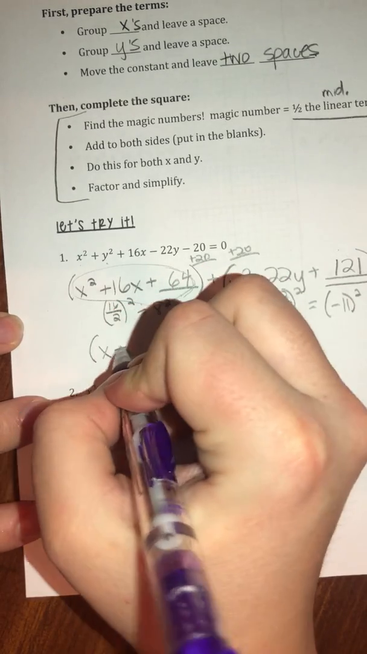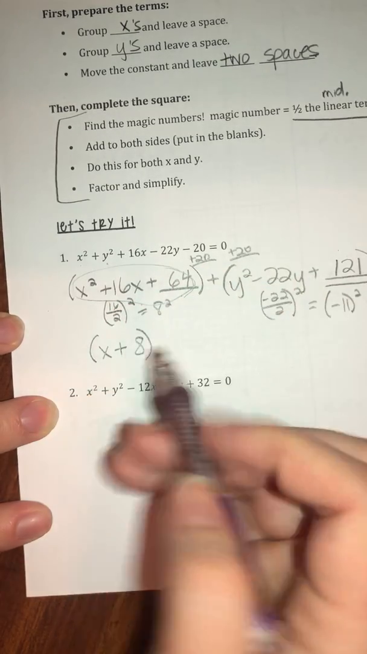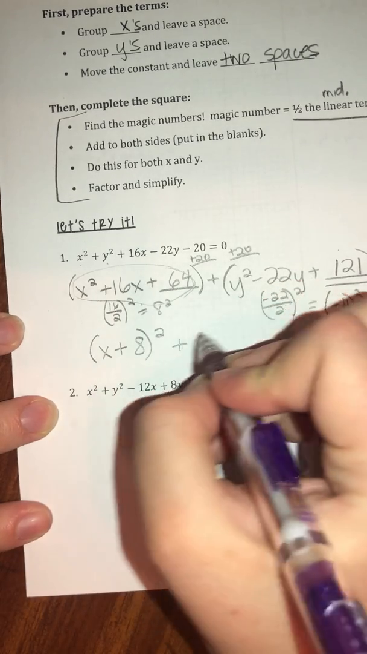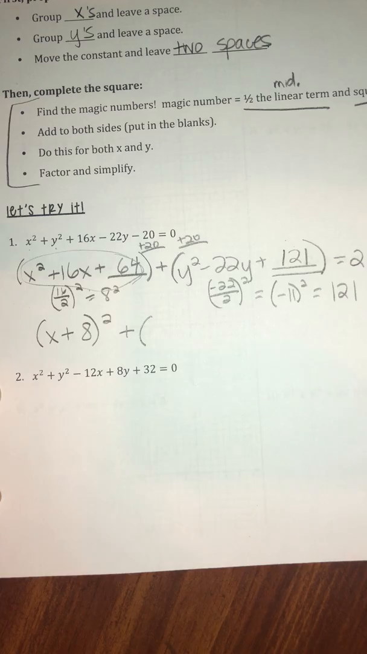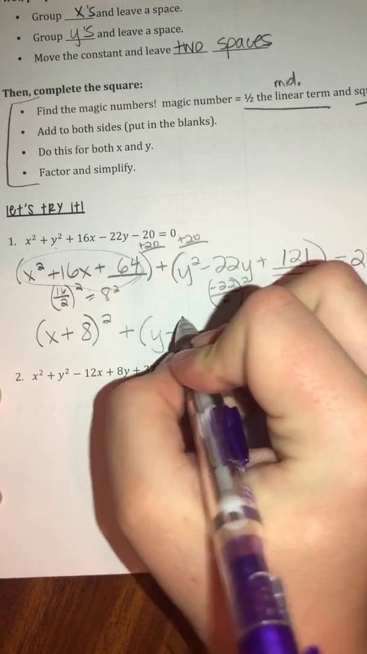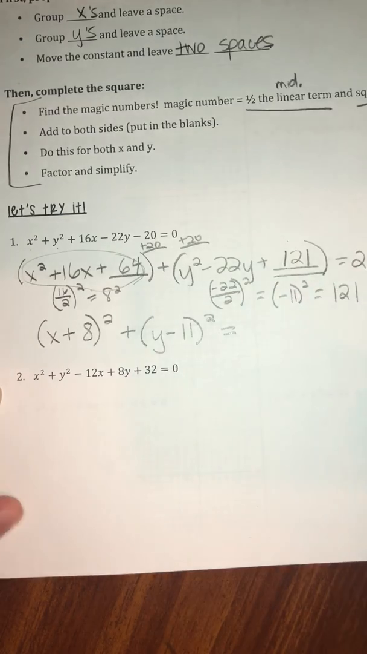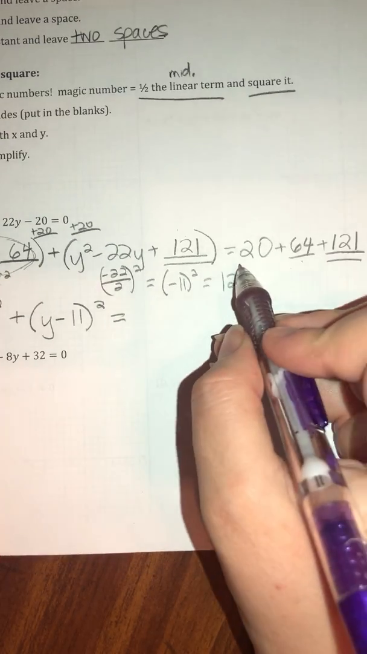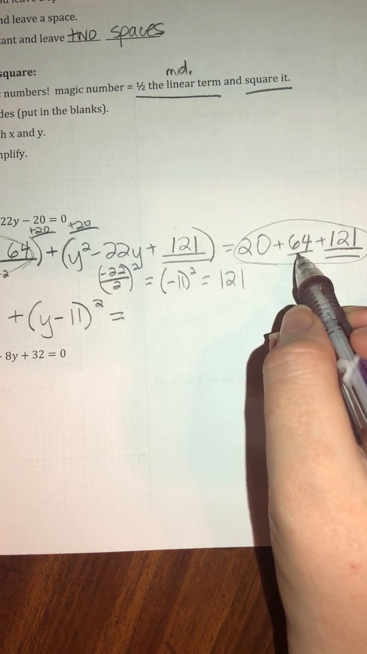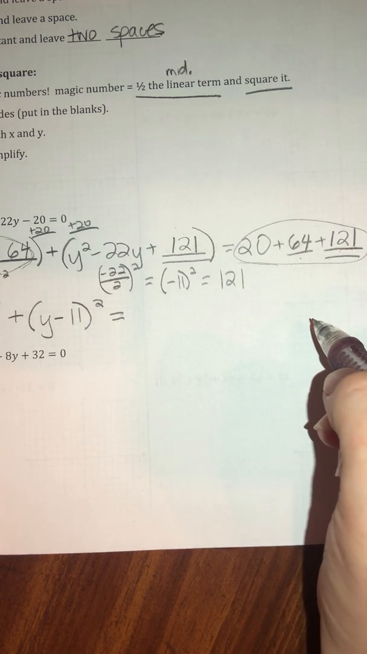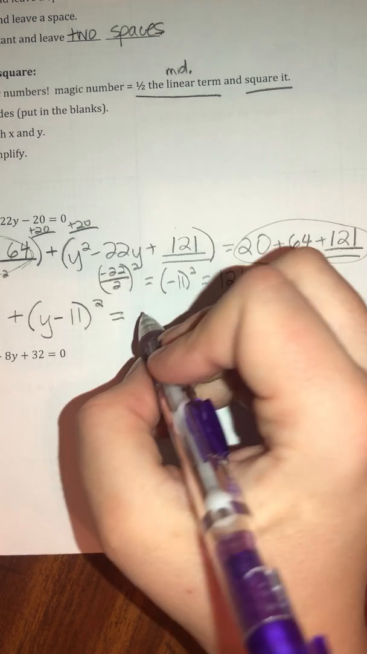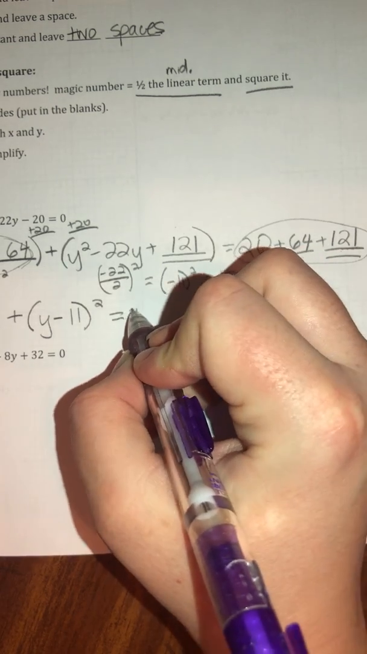All right, now you want to factor this x group, okay? Remember, the shortcut for that factoring is that it would be x plus 8. It's going to be half of that middle term, okay? Squared plus. Then for the y's, it's going to be half of that negative 22, so that'd be y minus 11 squared equals. And then just combine all of these terms together, okay? 20 plus 64 is 84, and then add on the 121. So 84 plus 121 should give us 205.